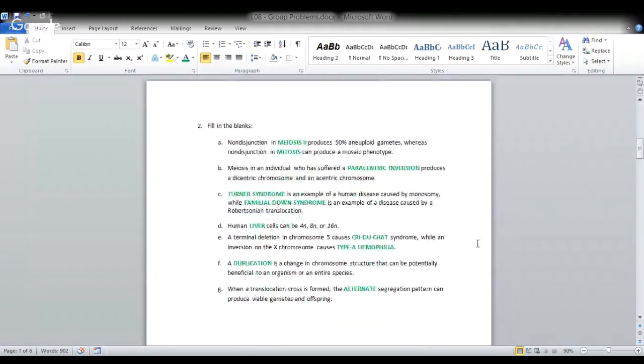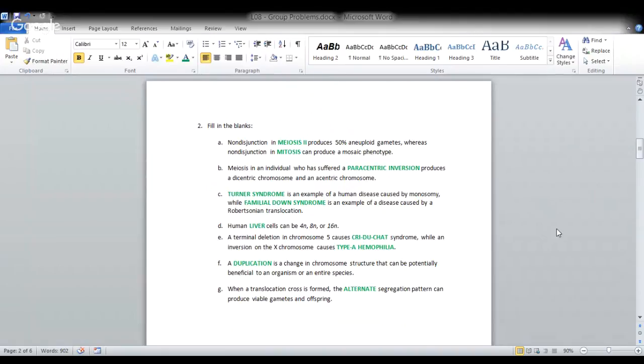Now for number 2, fill in the blank. I'm just going to read them off. So we have A, non-disjunction in meiosis 2 produces 50% aneuploid gametes, whereas non-disjunction in mitosis can produce a mosaic phenotype. B, meiosis in an individual who has suffered a paracentric inversion produces a dicentric chromosome and an acentric chromosome. C, Turner syndrome is an example of a human disease caused by monosomy, while familial Down syndrome is an example of a disease caused by Robertsonian translocation. D, human liver cells can be 4N, 8N, or 16N.